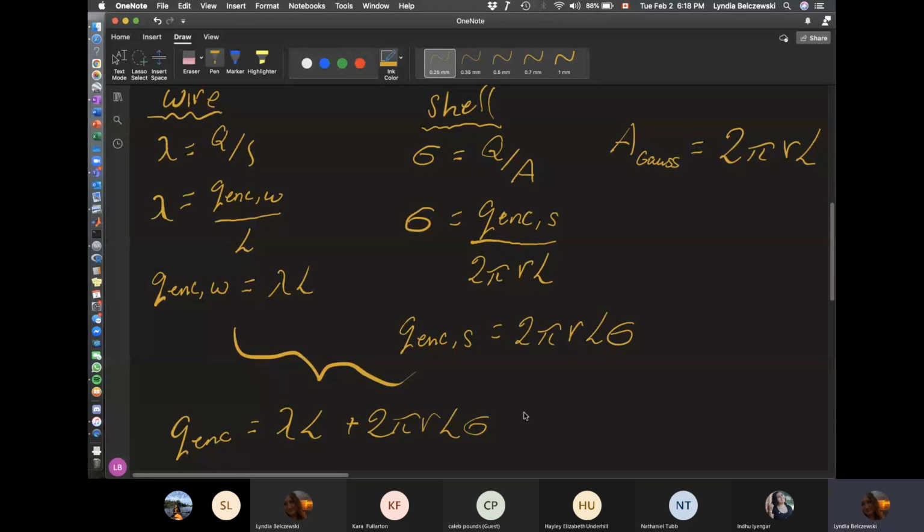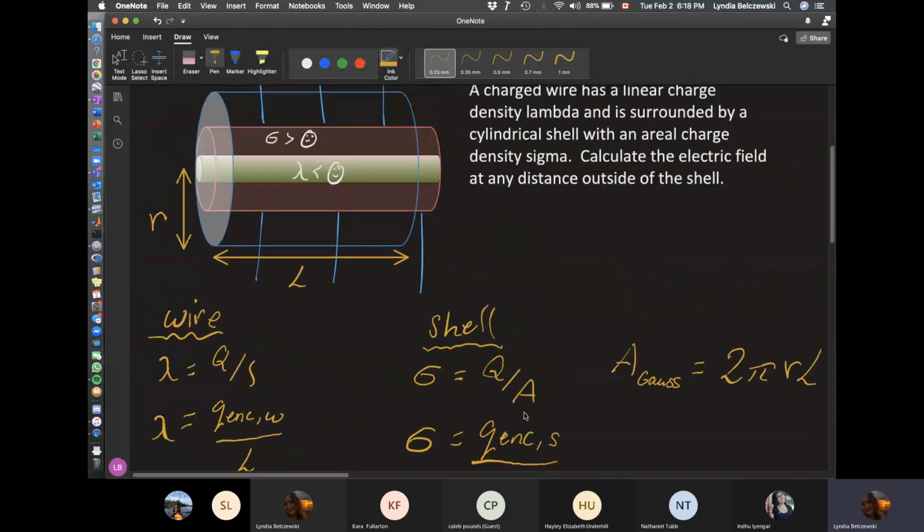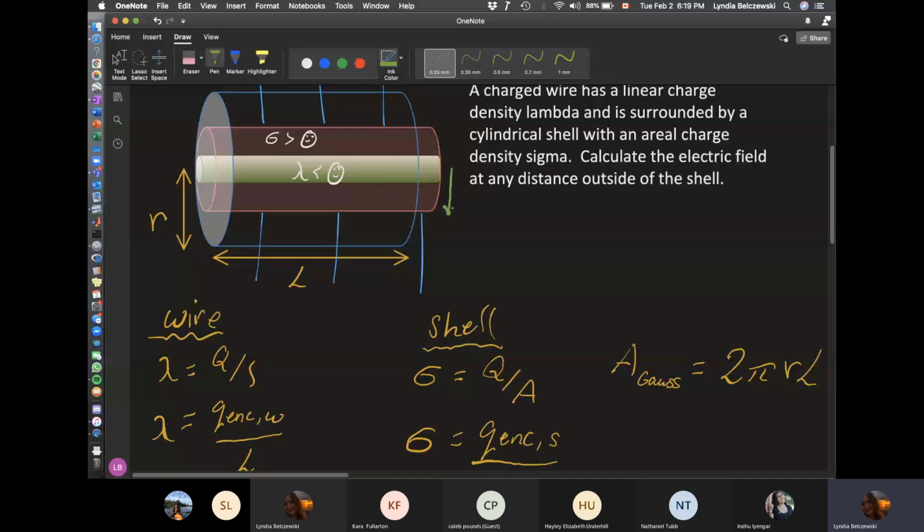Okay, question in the chat: would the lowercase r be the medium cylinder, not the Gaussian one? Good question. I'll write it on this side: should this radius here be lowercase r, the radius of that shell? Actually, it's not. And the reason is, well, okay, back up a bit.